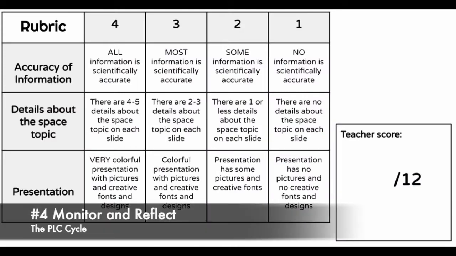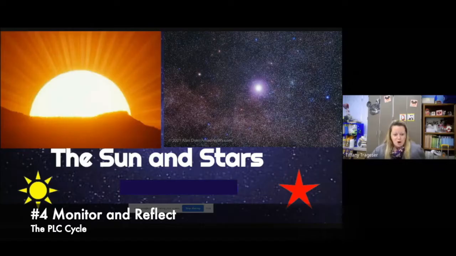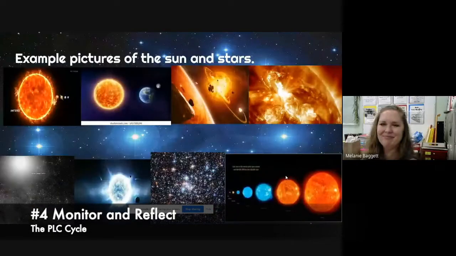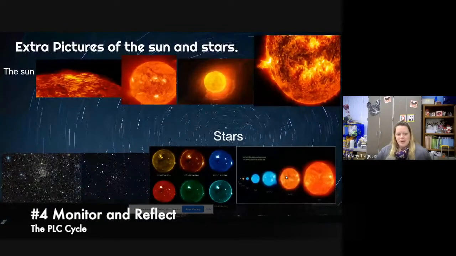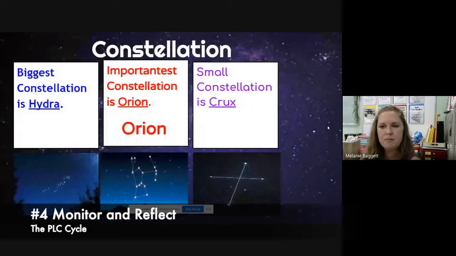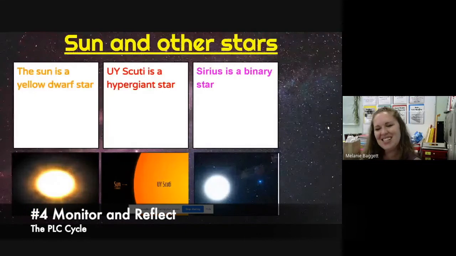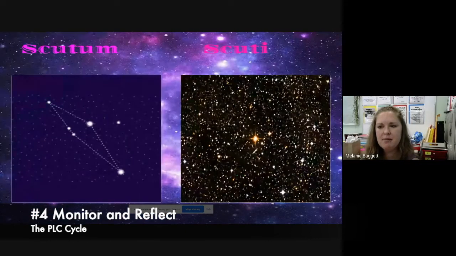So this was the rubric that Tiffany created for us for the science presentations. We just want to make sure that the students are focusing on accurate information. There's a category for including enough details. And then also, is the presentation creative?